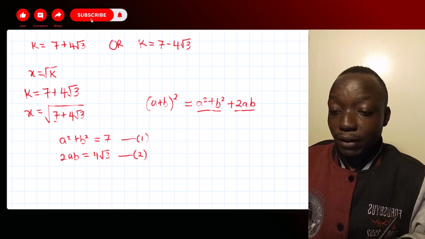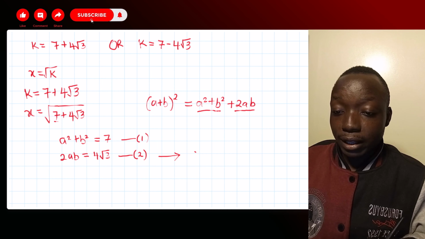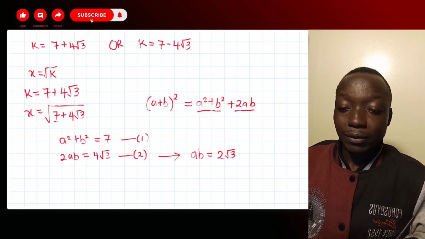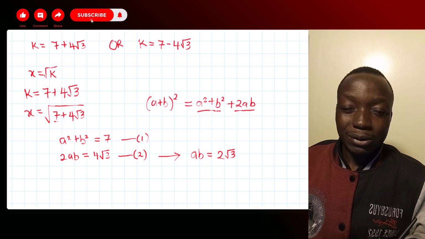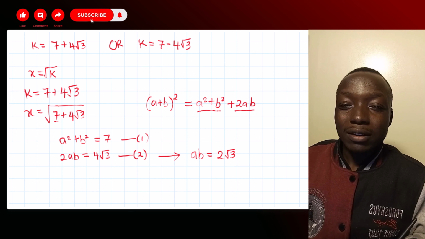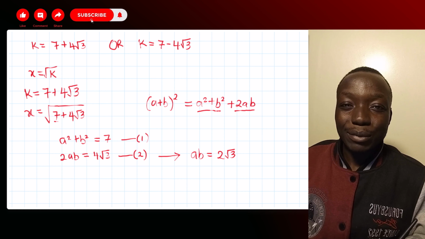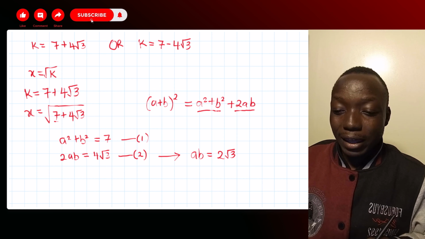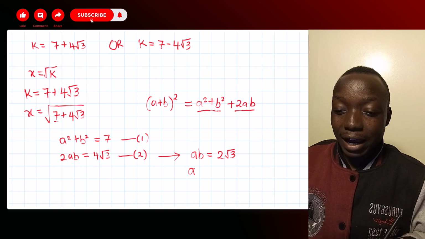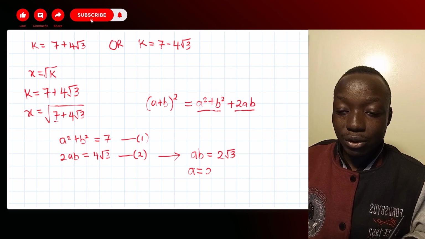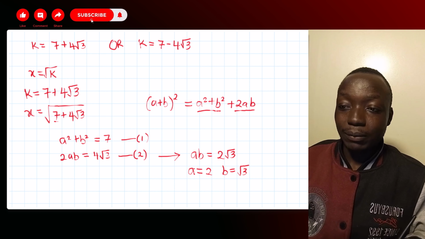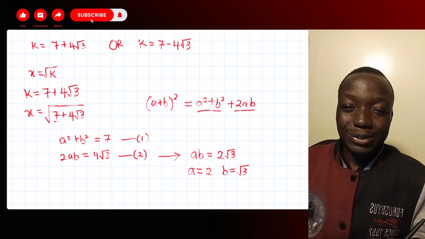So if you simplify equation 2, you're going to get that AB is equal to 2 square root 3. Square root 3 cannot be broken down to a simpler number. So it's very straightforward to pick out what your values for A and B are. Here we can see clearly that one of them is 2, while the other one is square root 3. It does not really matter which, since the equation is symmetric.